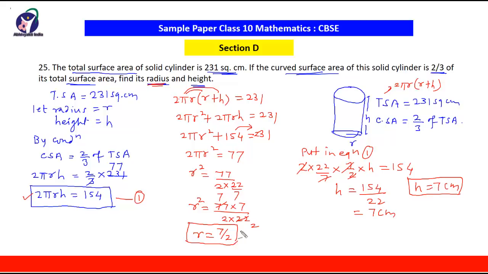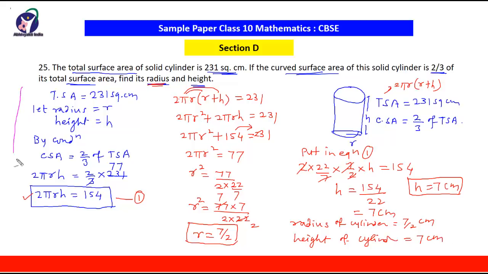So the radius of the cylinder is 7 by 2 centimeter, and the height of the cylinder is 7 centimeter. So here write the answer: radius of cylinder is equal to 7 by 2 centimeter, and height of cylinder is equal to 7 centimeter.